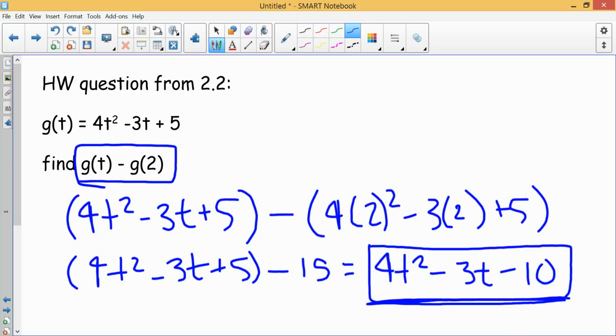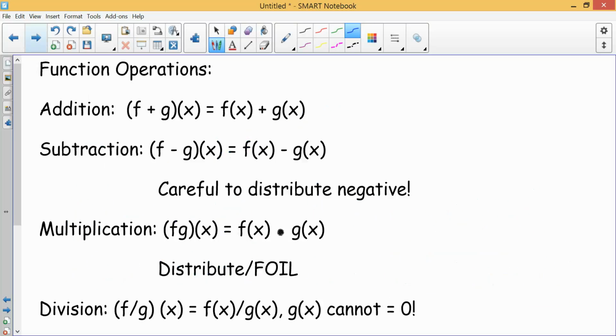What we're going to talk about today first is going to be very similar to that. What we were doing here was we were just subtracting the function g of t from its evaluated function value of g of 2. When we take a look at this, we can talk about all sorts of function operations here, and when we are adding functions, subtracting functions, multiplying and dividing functions.